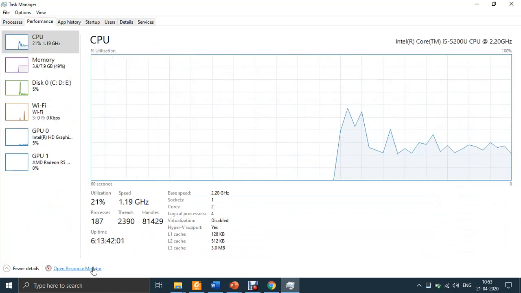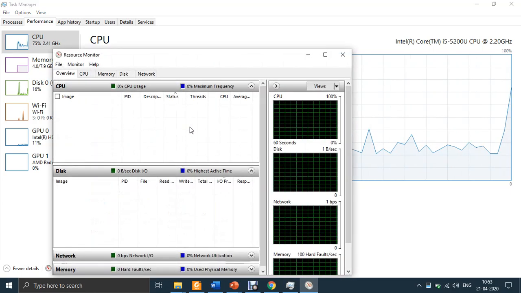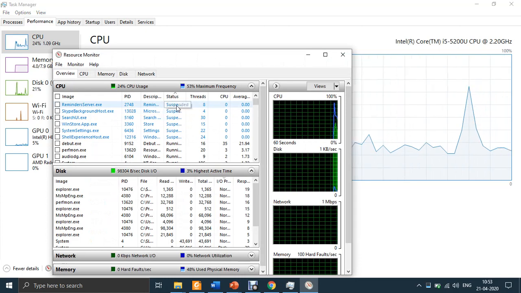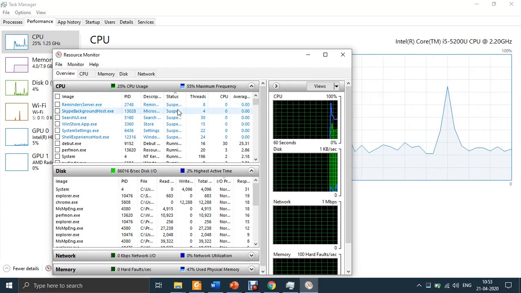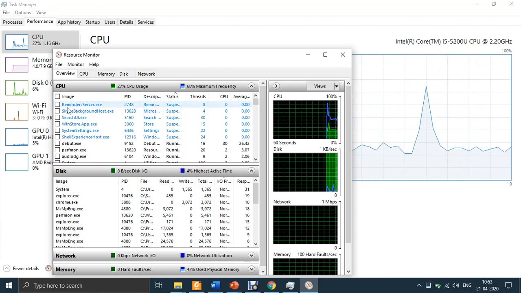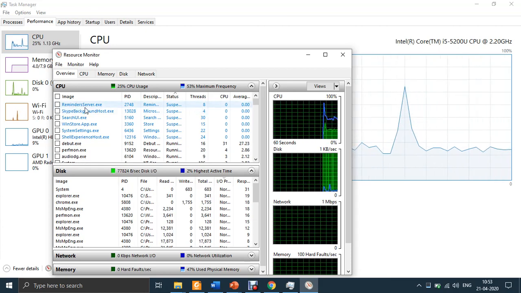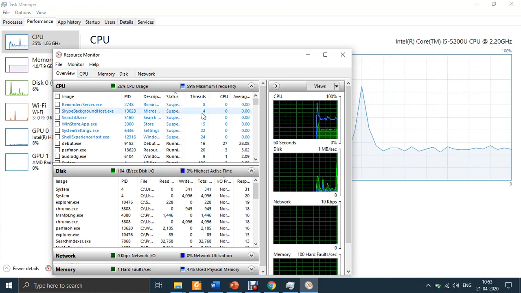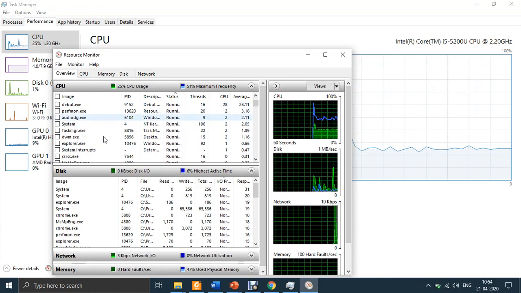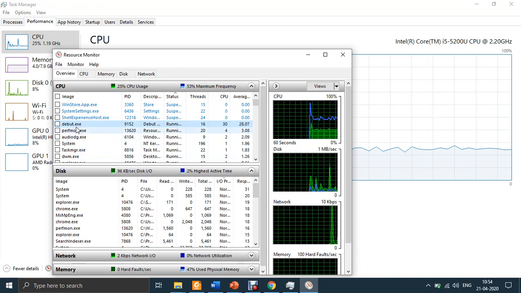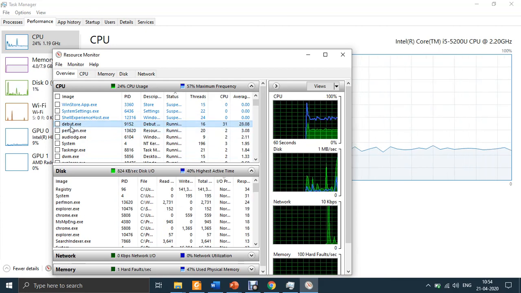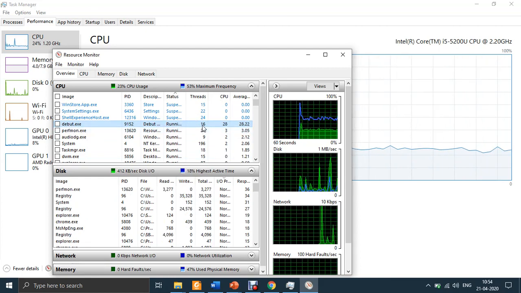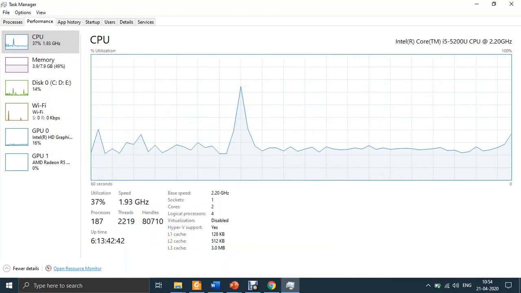If you go to performance and open resource monitor, it will show you each process. For example, this process has 8 threads. It is a process corresponding to a program. There is a Skype program, this is its process, and there are 4 threads for that. You can see I'm using the screen recorder named Debut. It is running, this is the process, and it has 16 threads. So these are the threads.